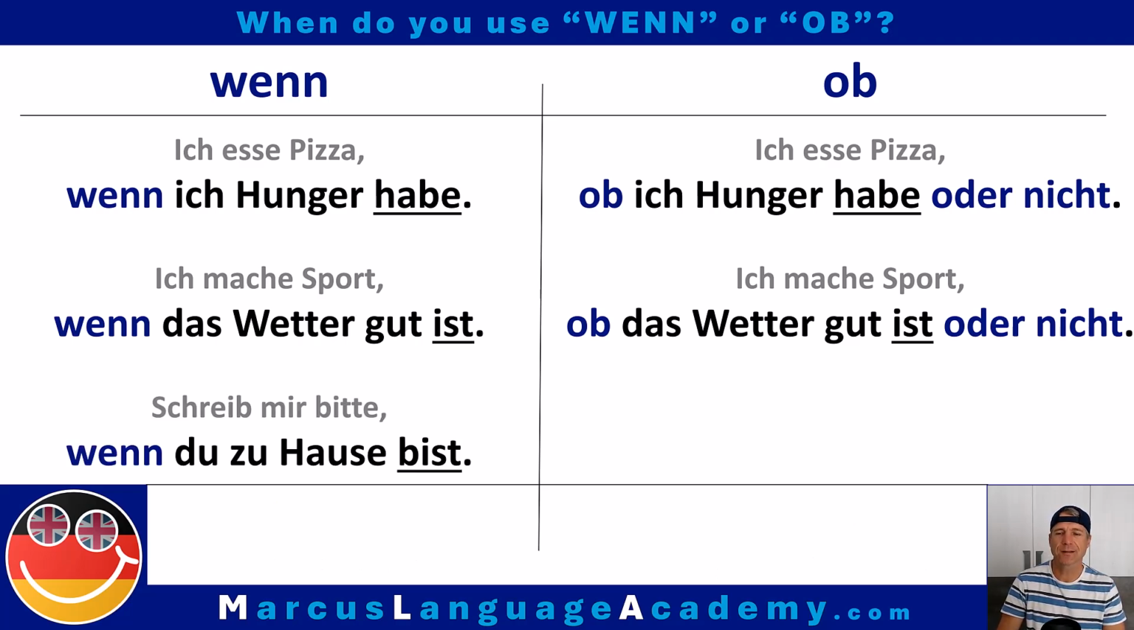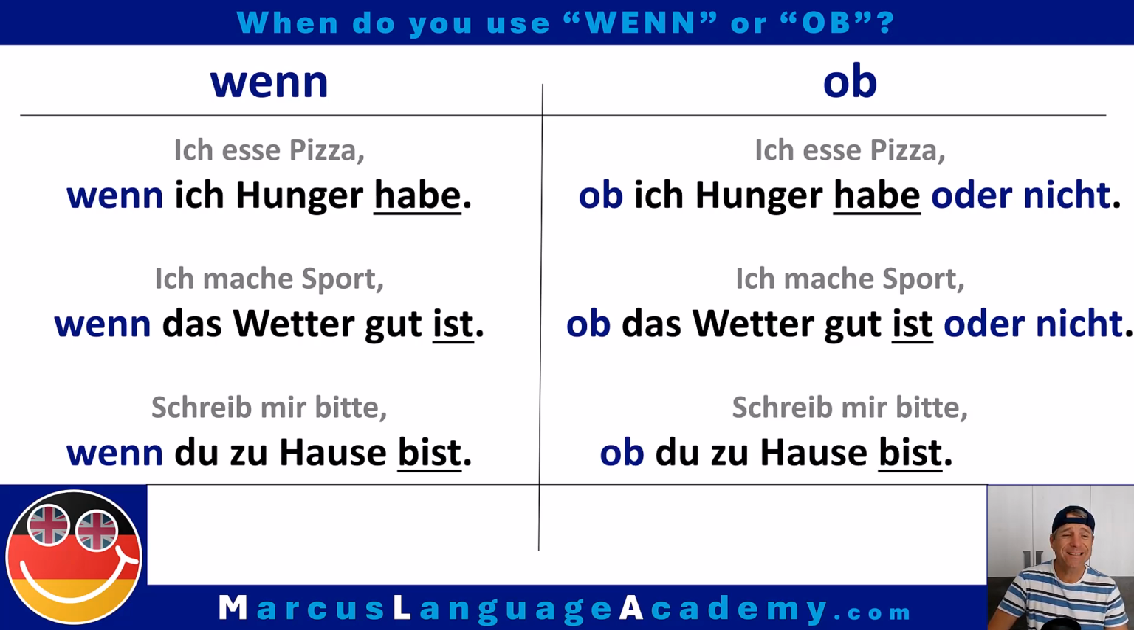Here we have a sentence: Schreib mir bitte, wenn du zu Hause bist. So, write me please when you are home. And we could say the same sentence again: Schreib mir bitte, ob du zu Hause bist. Write me if you are at home. You could add oder nicht if you want to, but you don't need to. You can leave it like this: Schreib mir bitte, ob du zu Hause bist. If you're at home. Or you can add oder nicht. You have the option here, but you don't need to.